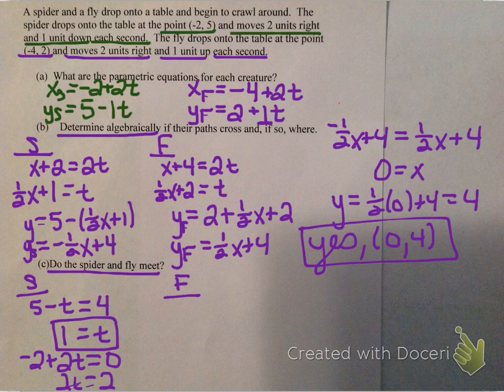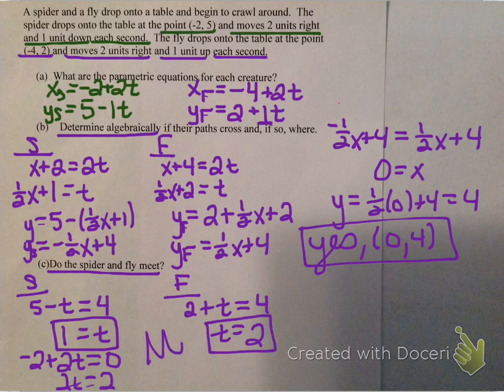But then you need to see when the fly is going to be there. So I'm going to take the fly's y equation, 2 plus t, and see when it's equal to that coordinate of 4, because that's the y coordinate, remember? And I get t is equal to 2. So that's when the fly is there. So, no, the spider and the fly do not meet at the point of intersection. Their paths may cross, but the spider is there 1 second before the fly, so the spider doesn't catch the fly. Okay, so I hope this helps.